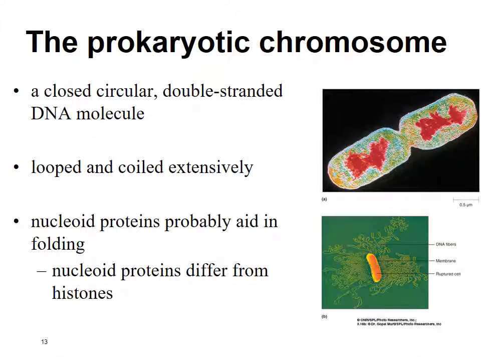So in summary, the prokaryotic chromosome is a closed, circular, double-stranded DNA molecule. Well, in most cases anyway. The chromosome is looped and coiled extensively to enable it to be packaged within the nucleoid region. This packaging and condensing is probably assisted by specialised nucleoid proteins, and these proteins differ from the histone proteins found associated with eukaryotic DNA.